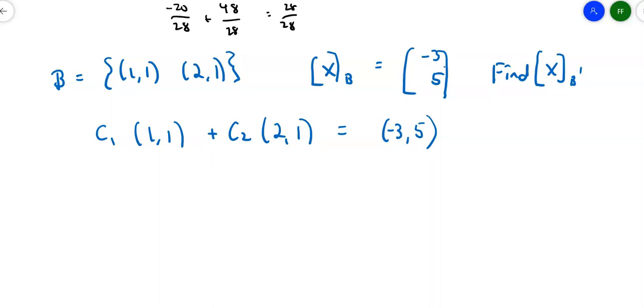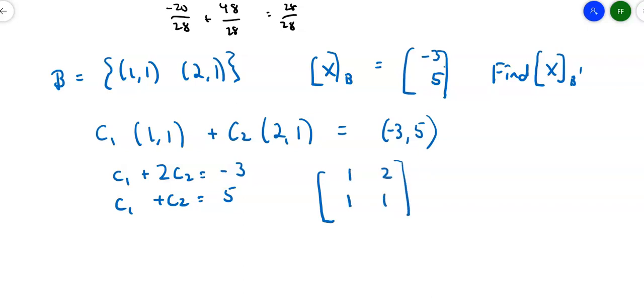All right, let's set up our system of equations. We have c1 plus 2c2 is -3. We've got c1 plus c2 is 5. All right, so when I set up my matrix, I end up with 1, 2, 1, 1. I dropped the columns down this way. Actually, I just read it right across. Times c1, c2 equals -3, 5. All right, so I just rewrote my system of equations with a matrix.